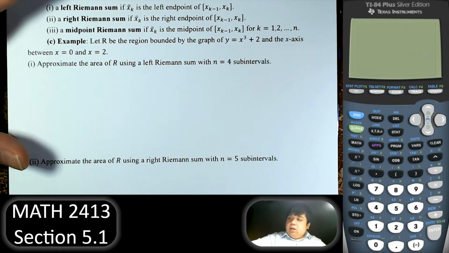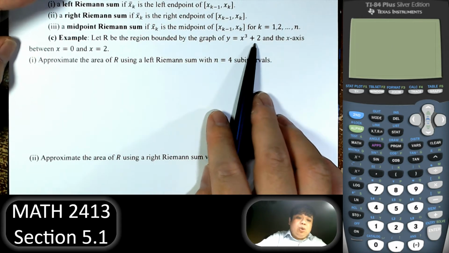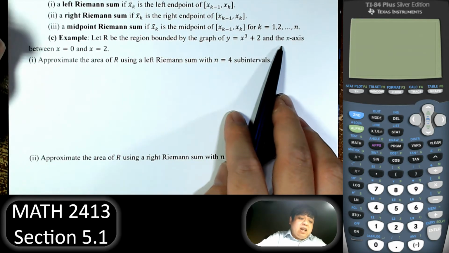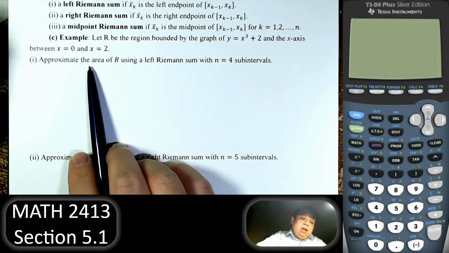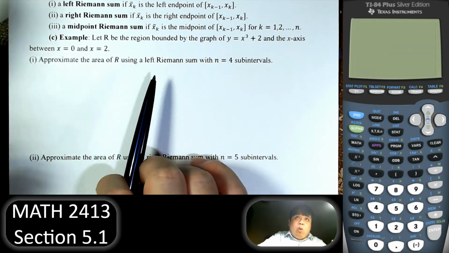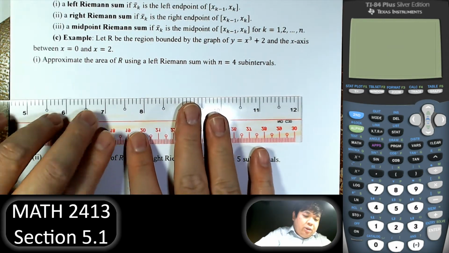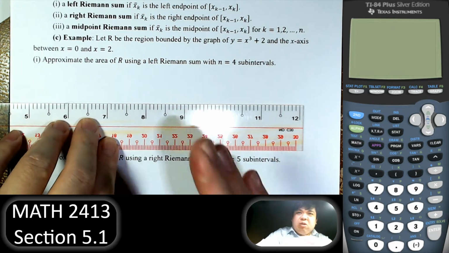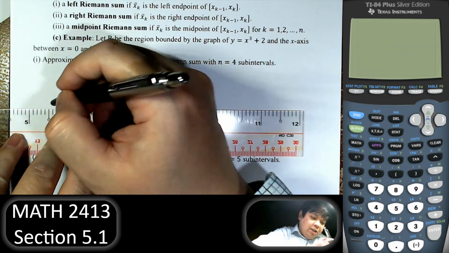Let R be the region bounded by the graph y equals x cubed plus 2 and the x-axis between x equals 0 and x equals 2. Approximate the area of R using the left Riemann sum with 4 subintervals. In this case, it will be helpful if we sketch and get the idea of the interval. So we go from 0 to 2, right?